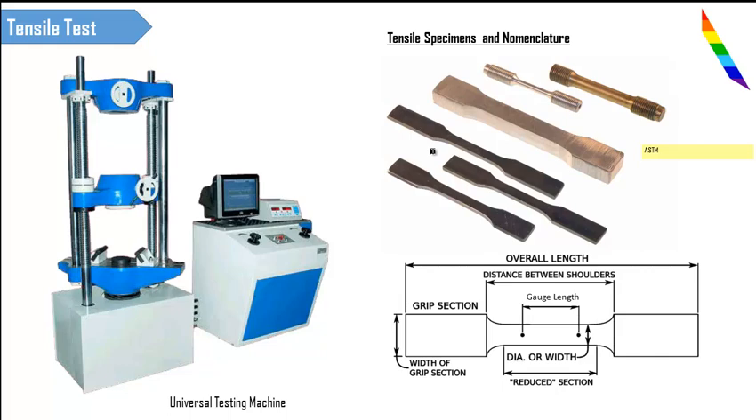Now moving forward, let us see how the testing is conducted. These tensile specimens are placed between these chucks, and by adjusting these knobs we are going to strain the material. We are going to move this chuck in the upward direction.